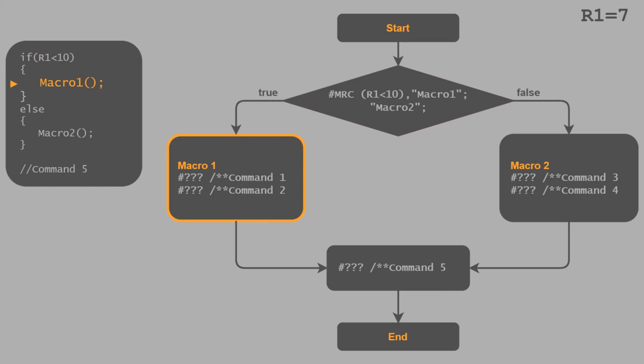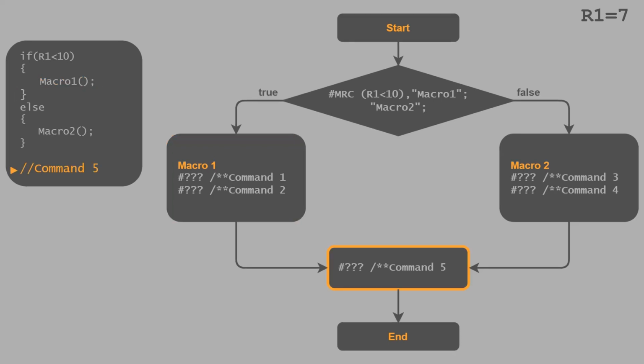In C code, the function macro1 is called. In the script language, the macro macro1. All commands within the macro are now executed. After running macro1, command 5 is executed. This happens regardless of whether the condition was fulfilled or not.